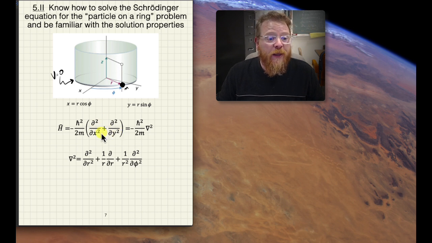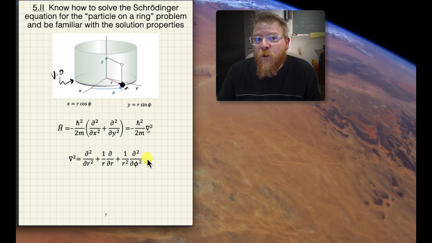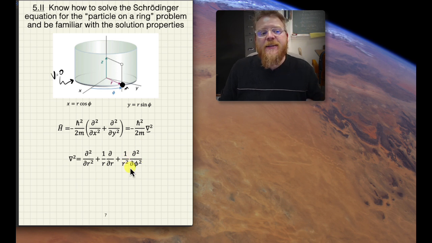And so we can replace that with del squared. And now noting that at this point it becomes much more useful for us to go to spherical coordinates instead of Cartesian coordinates, we can transform del squared into its spherical coordinate space. And given that we're only dealing with the xy dimension, we only see dependencies on phi.